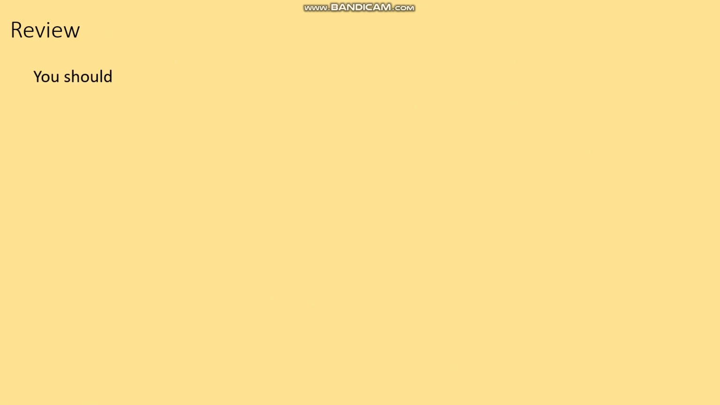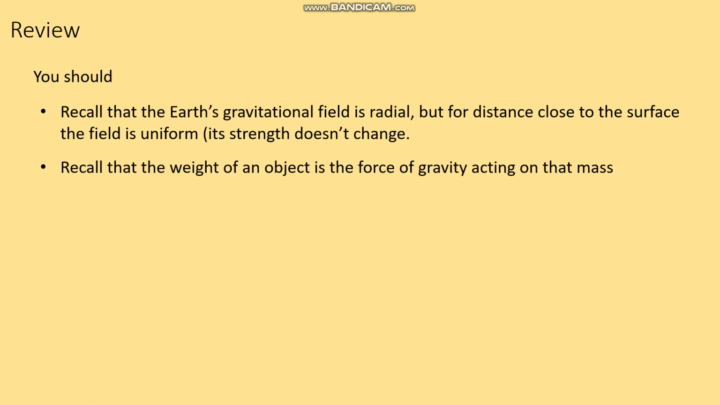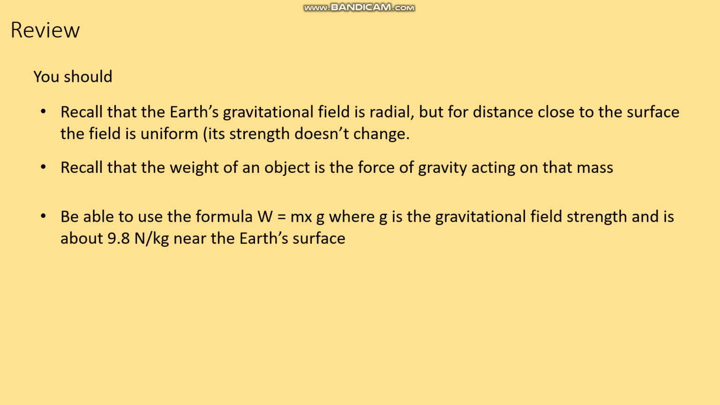Okay, to summarise then, you should recall that the Earth's gravitational field is what we call radial, those lines coming out from the centre. But for distances close to the surface of the Earth, the field is uniform. Its strength doesn't change. You should recall that the weight of an object is the force of gravity acting on that mass, and be able to use the formula W equals mg, where g is the gravitational field strength and is about 9.81 newtons per kilogram near the Earth's surface.